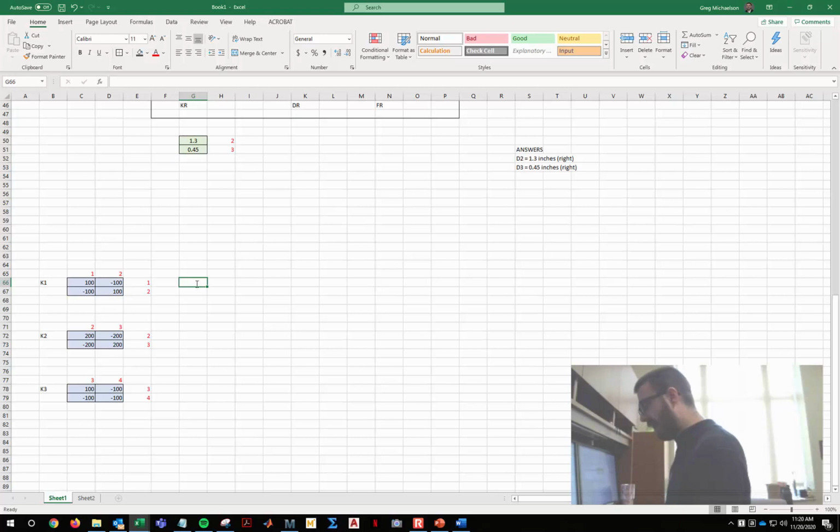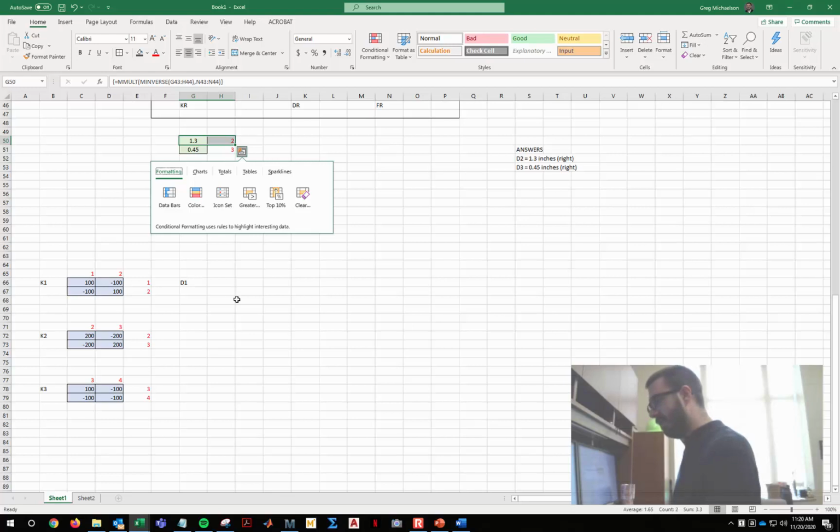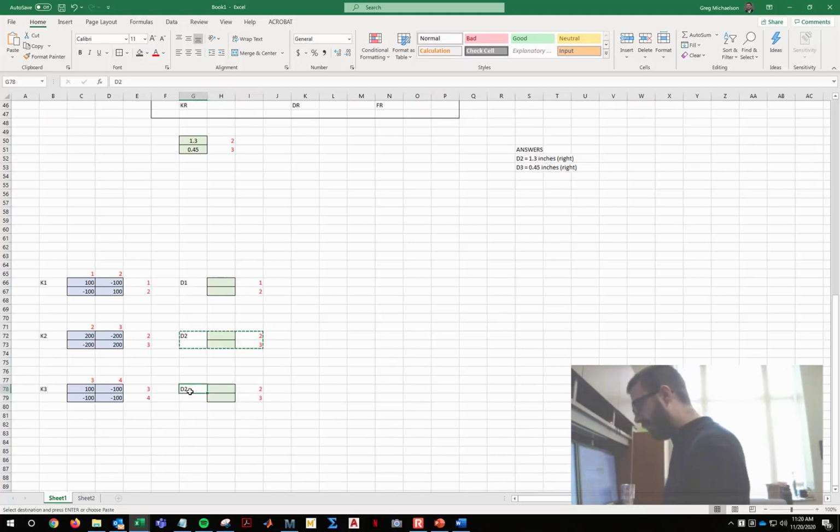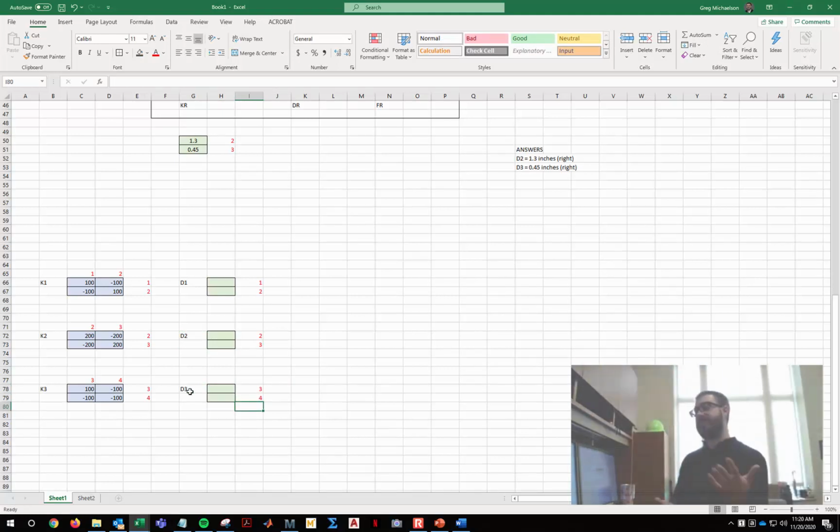So in other words, can I write a D1, which would look something like this, but it would be 1 and 2. Can I have a D2, but it would be 2 and 3. And likewise, can I write a D3, but it would be 3 and 4. So in other words, I want a displacement vector for each of those elements, and I want to get the member codes to match the elements that I'm looking at.